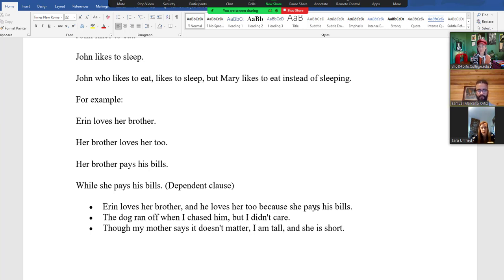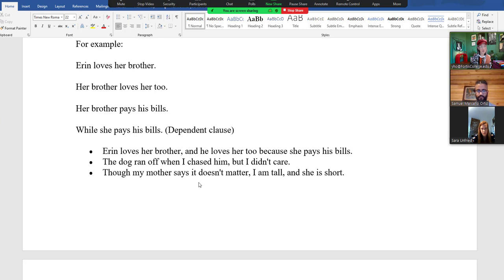Yes, ma'am. Though my mother says it doesn't matter, I am tall and she is short. This is also a compound complex sentence because "though my mother says it doesn't matter" is a subordinating conjunction clause. Then you add the subordinating conjunction to the two compound sentences and you have compound complex. So basically, a compound complex sentence is simply a matter of adding a dependent clause to a compound sentence. That's it. That's all it is.